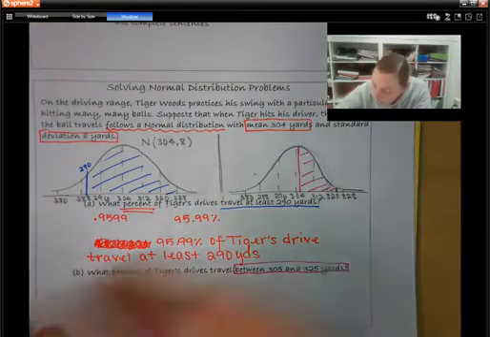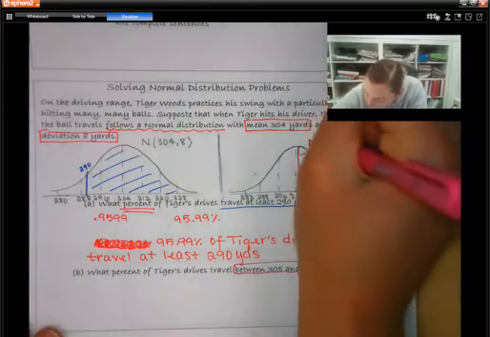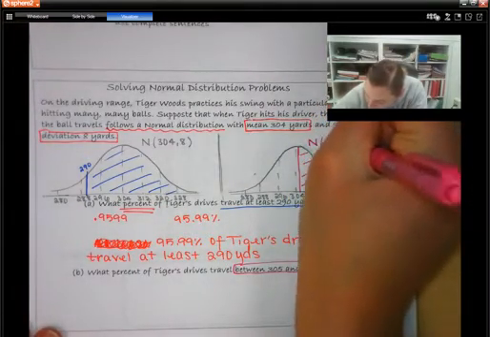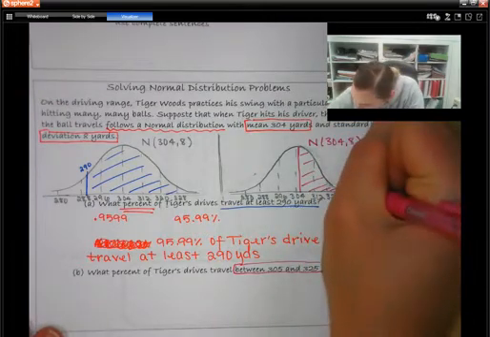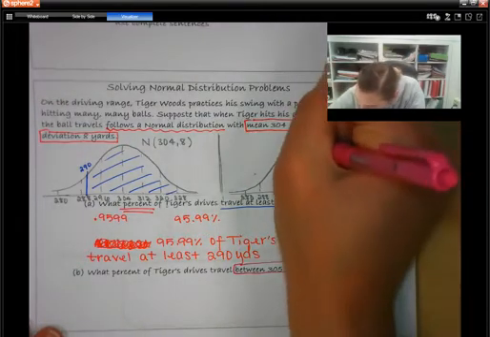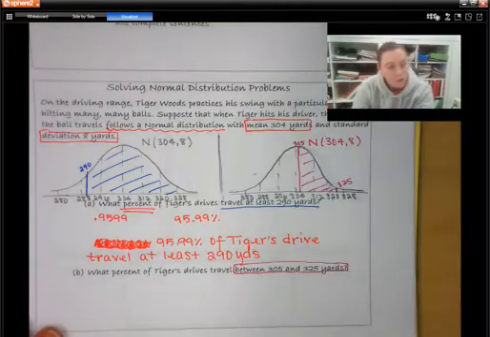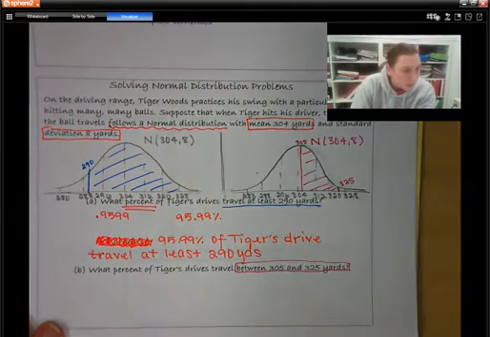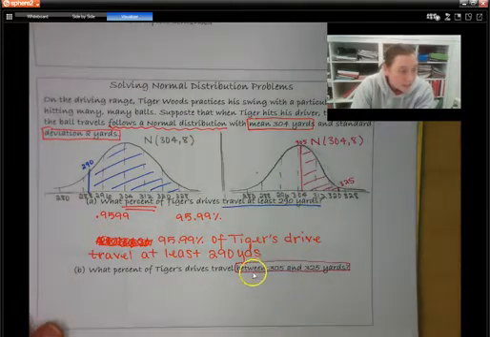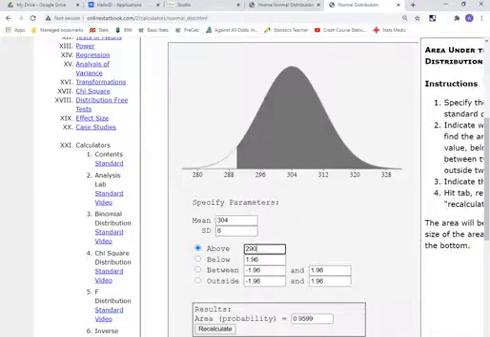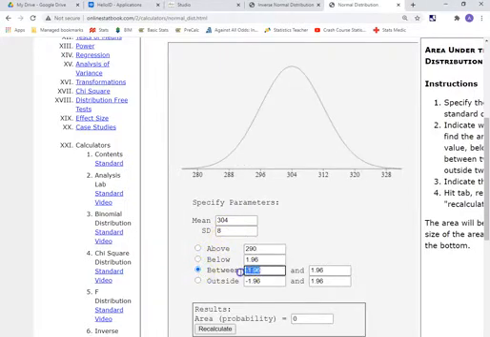So then I almost forgot, we need to label that it's normal with a mean of 304, standard deviation of 8, that's 325, and this is 305. So we're going to jump back to our calculator. Notice this time we're looking at the area between. So the mean and standard deviation are the same, but I'm looking between 305 and 325. Hit enter, and I get 0.4459.